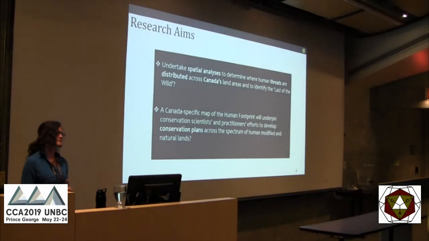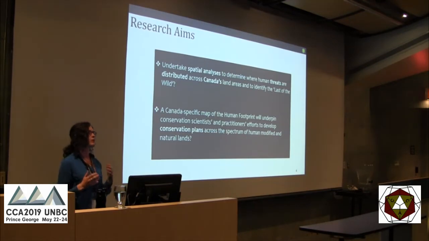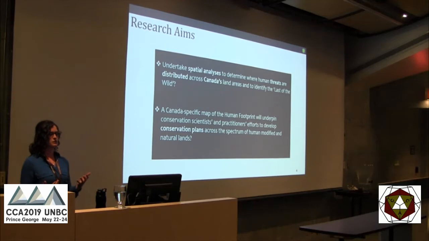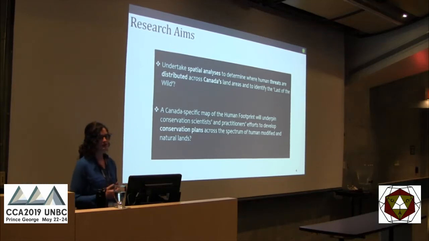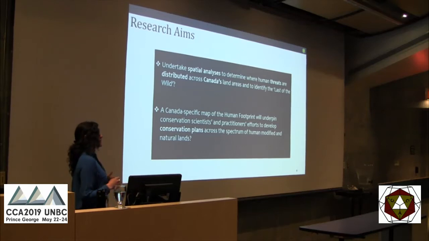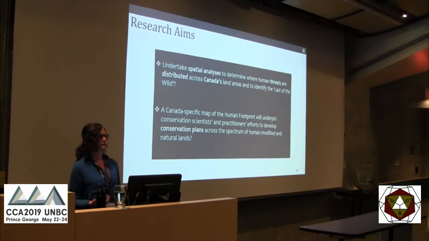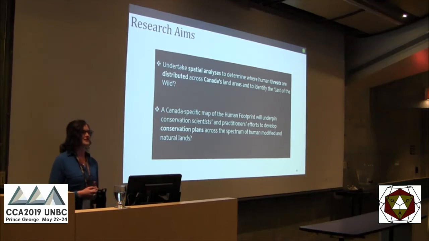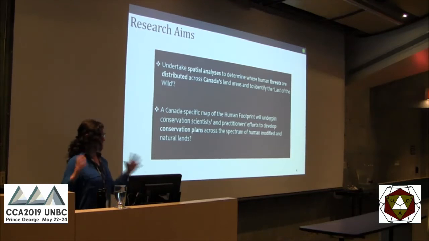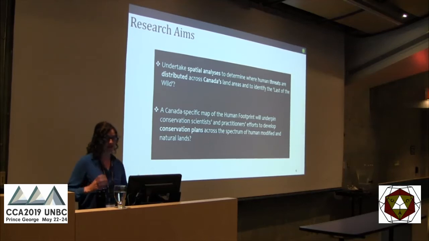So for the research aims, I really wanted to look at using spatial analysis to determine where those threats are on the system. Canada has agreed to, or set, targets to protect 17% of terrestrial land in Canada, and it's already underway, but we don't have a human footprint map of Canada. We don't know where these threats are actually overlapping. So for conservation, it would make sense that we have some sort of information there.